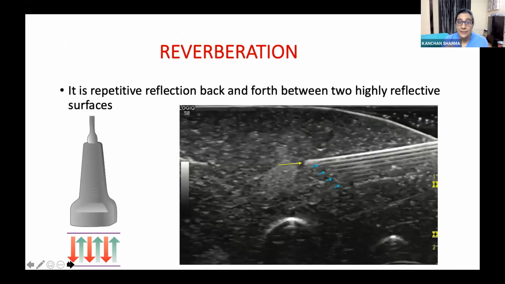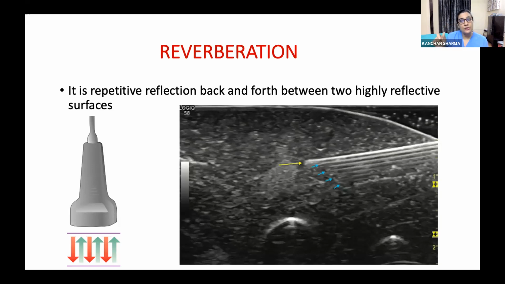Then there is something called reverberation. That is a repetitive reflection back and forth between two highly reflective surfaces. And usually you will get it if you are going for an in-plane technique. So always remember the image you are looking at on the top is the real one, and what you are looking at beneath is an artifact.